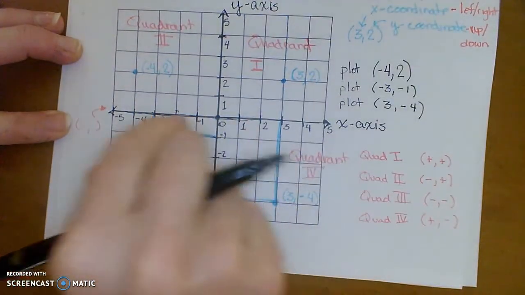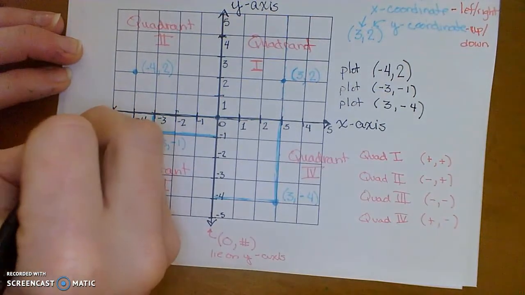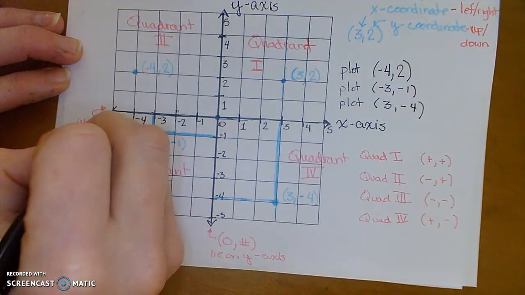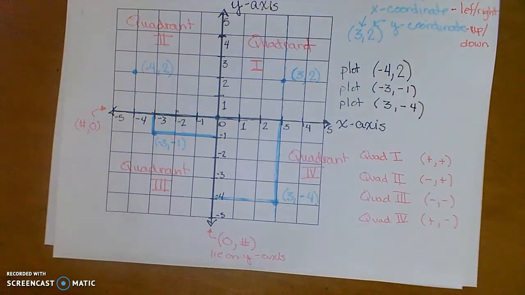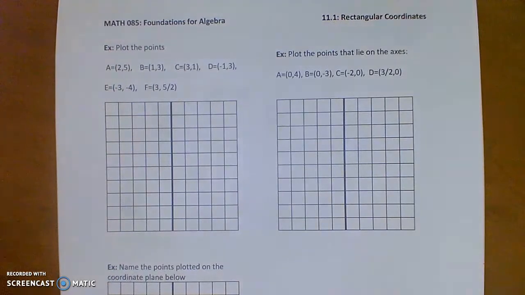All right, and any points that lie on the x-axis, notice that the y-coordinate, their height, either up or down, is at position 0. So all of those points, whatever their x-coordinate is, their y-coordinate will always be 0. So in this way, we can describe all the points in the plane, even the ones that lie on the actual axes. So now let's go ahead and do some examples where we plot some points.